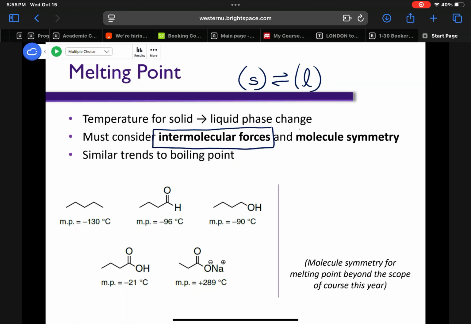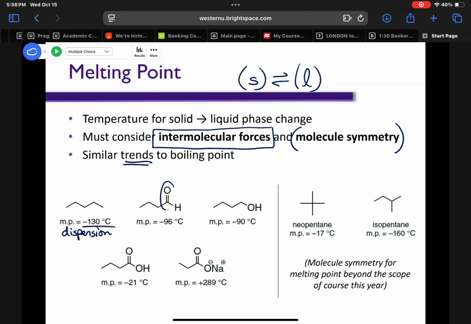We can also think about molecule symmetry, but we're not going to get into the details of that in this course. So how well it packs together also impacts melting point. The trends are going to be very similar to boiling point when we're looking at intermolecular forces. If we have something that can only have dispersion forces, you can see that melting point is very low. At a very cold temperature, we can turn that from a solid into a liquid.